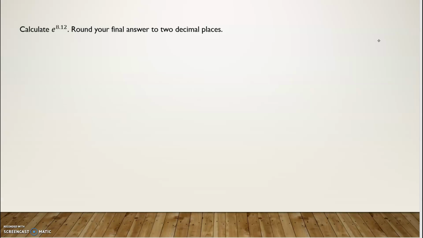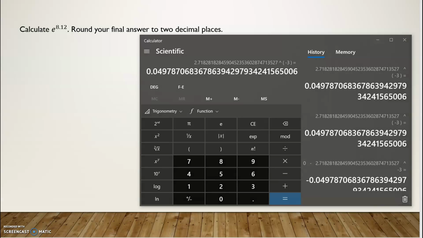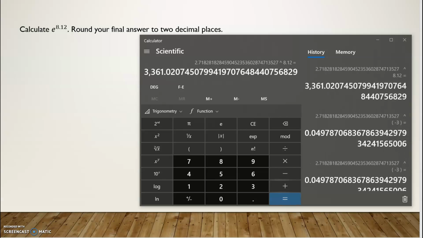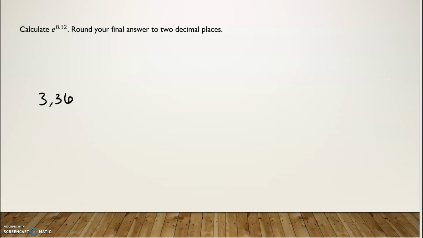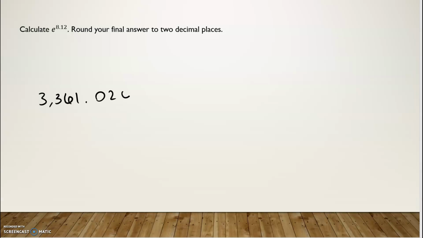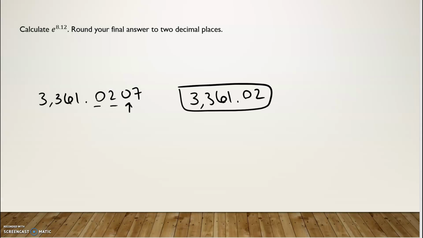Then let's look at this one right here. Let me bring that calculator back up, clear it out. So now I have e raised to 8.12. That gives 3361.0207. For 2 decimal places, that's a 0, doesn't change anything. So 3,361.02 would be my final answer for that one.